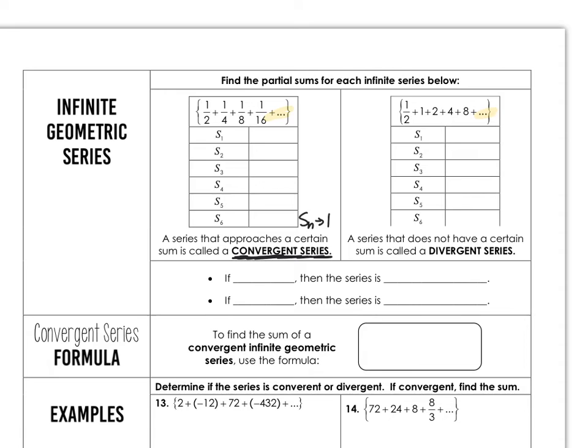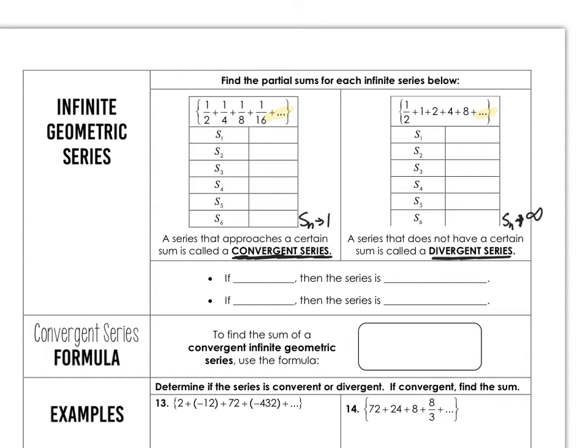Whereas on this other one, you see how these numbers just keep getting larger and larger? This is one that does not have a certain sum. It's divergent. This one in particular is just growing an infinite amount, like it's just approaching infinity. So you would say that one has no sum and it's divergent.